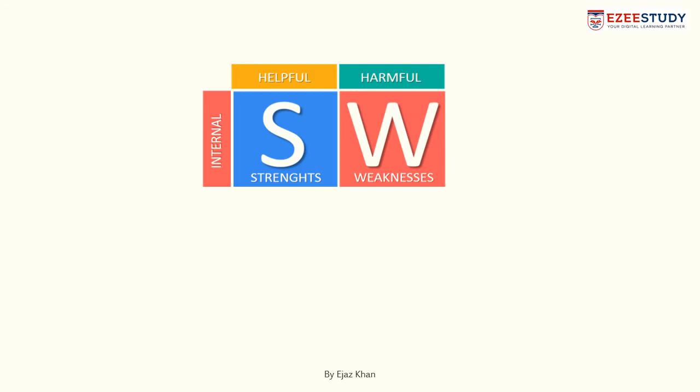How can we identify them? We can simply identify our weaknesses by asking a few questions. And if we are able to answer those questions, we are actually identifying our weaknesses. Number one, what are we bad at? The things that we don't do well.